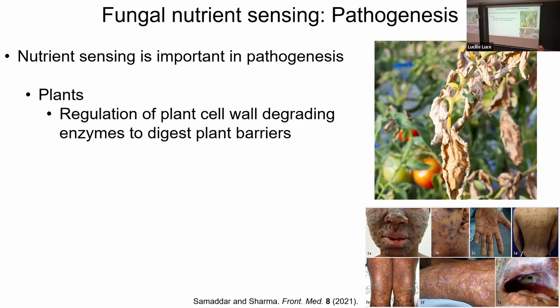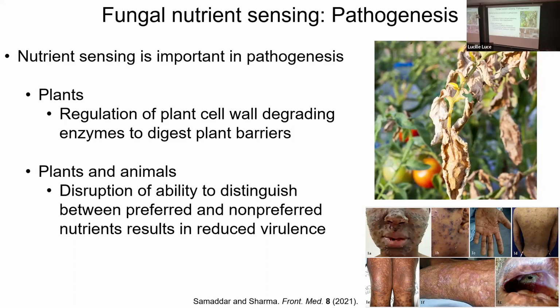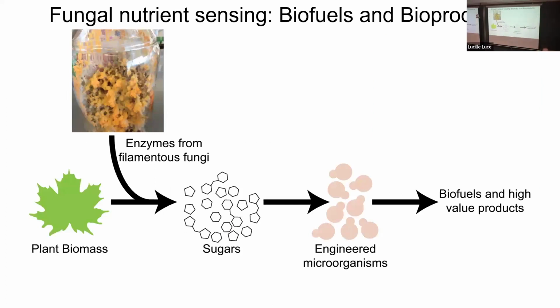And the regulation of these plant cell wall degrading enzymes is regulated by the fungal cell's ability to sense and respond to nutrients. And then it's also been shown that the ability of fungi to distinguish between preferred and non-preferred nutrients in their environment is associated with virulence. So if you eliminate their ability to distinguish between preferred and non-preferred nutrients, they're not as able to infect plants and animals. Fungi are also really important in industrial production of enzymes and biofuels and other bioproducts.